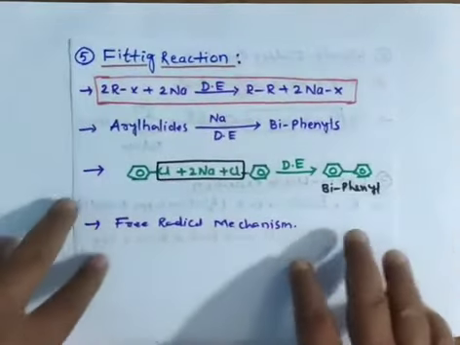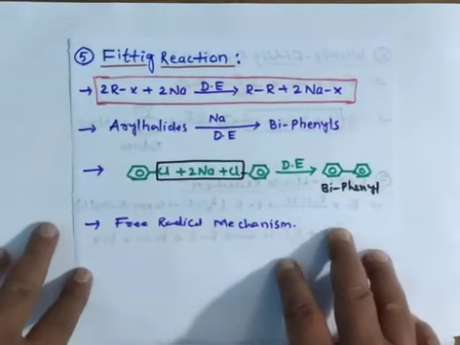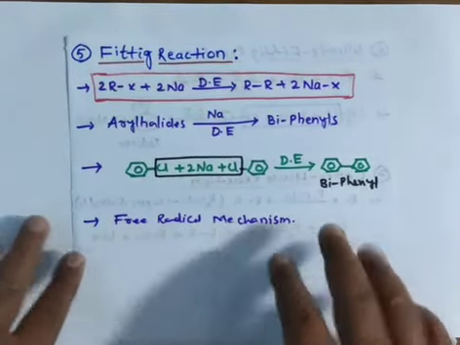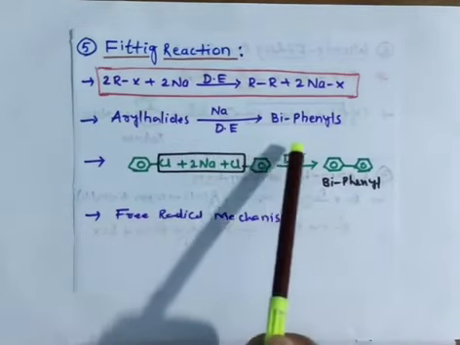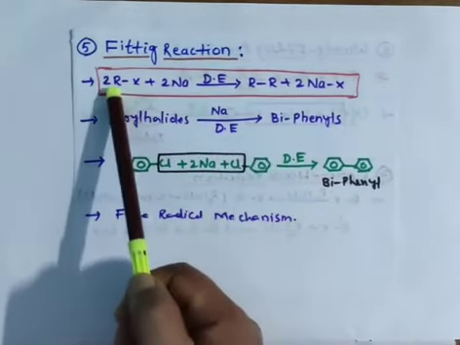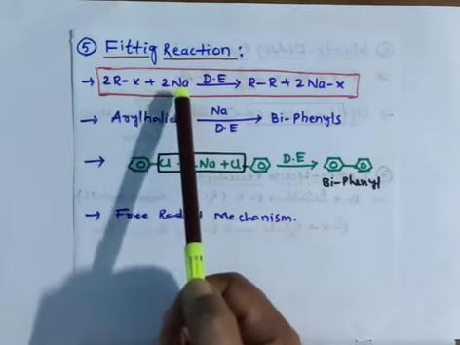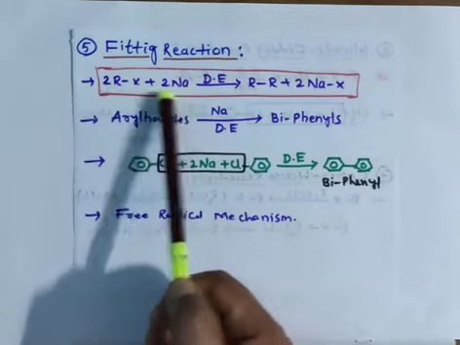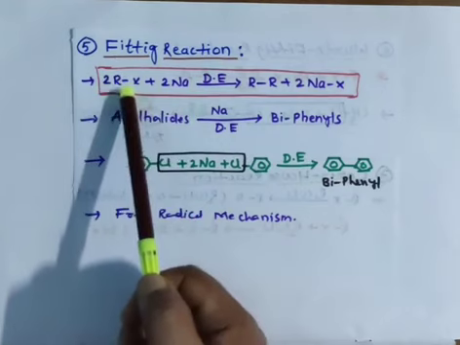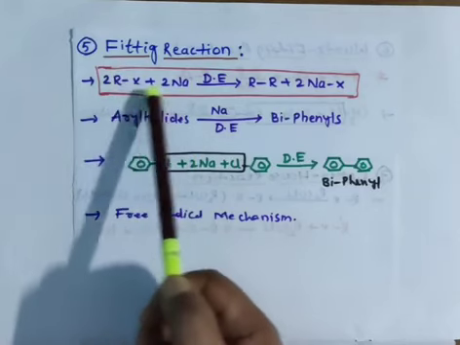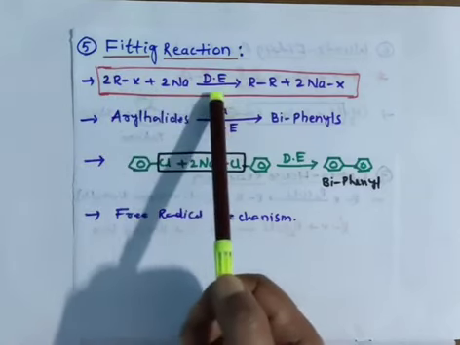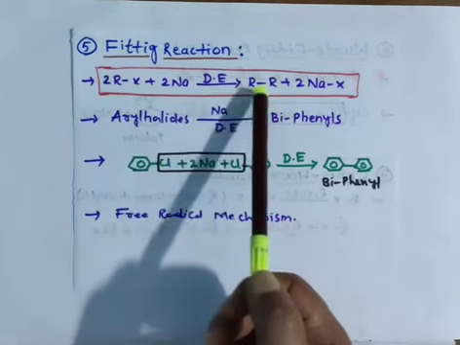Next, another important named reaction we have, the Fittig reaction. Clear? The Fittig reaction we have here, very important. It is similar to the Wurtz reaction, and here alkyl halide reacts with aryl halides. In the Wurtz reaction we take alkyl halide, here aryl halides. When aryl halides react with sodium in the presence of dry ether, you are getting biphenyls.